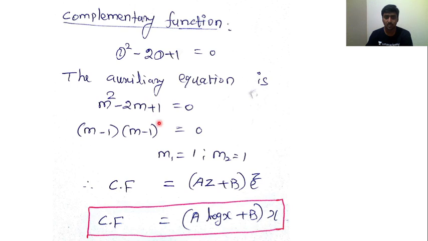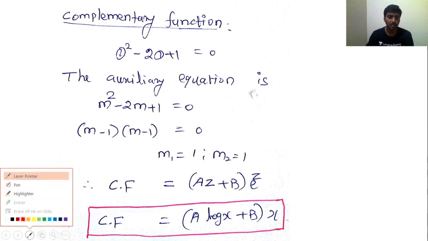We can use the shortcut method. When you multiply the root values, minus 1 and minus 1, it should give plus 1. When you add the root values, it should give minus 2. So this is the shortcut. As per the shortcut, (m minus 1) into (m minus 1) gives the root values.